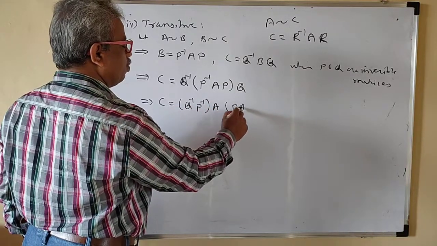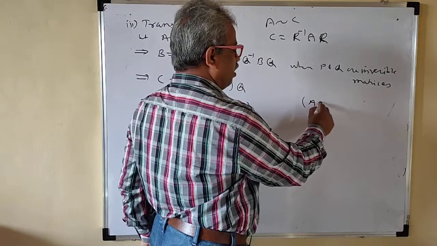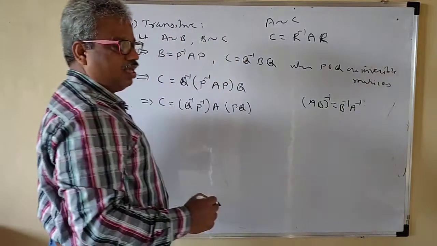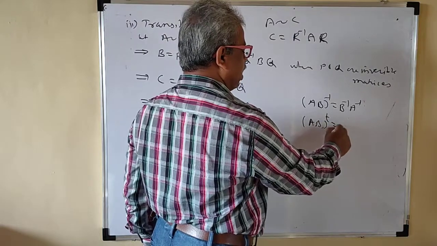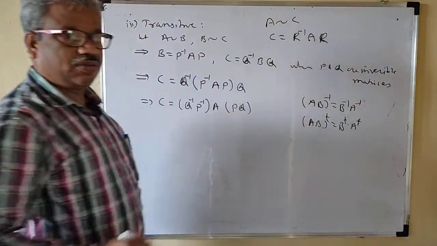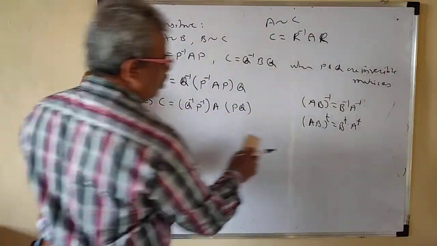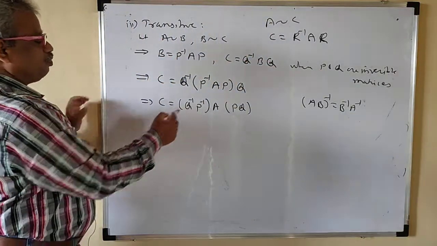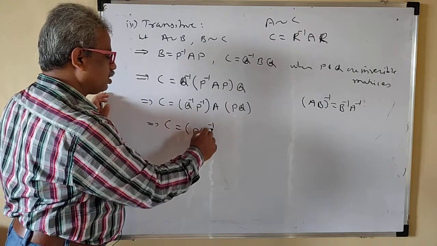You know that (AB) inverse is the same as B inverse into A inverse, and also (AB) transpose is the same as B transpose into A transpose. We'll apply this now. So (AB) inverse is equal to B inverse into A inverse. Now this is Q inverse P inverse, so this implies that C is equal to (PQ) inverse.